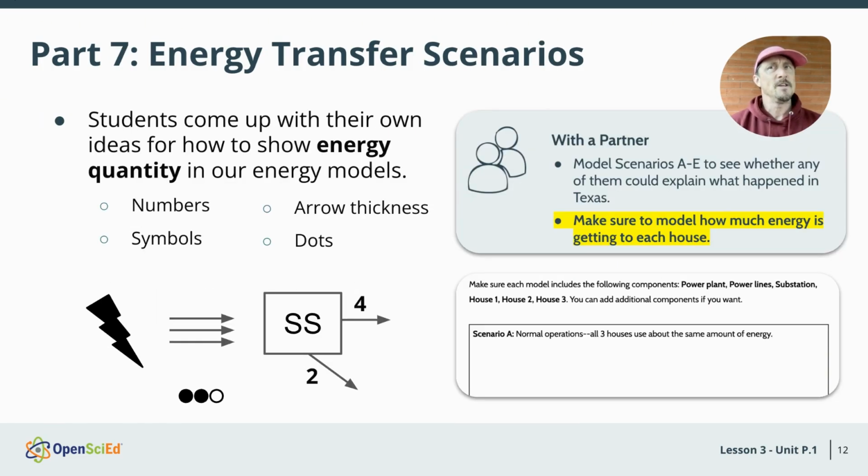Then on day 2, we use these conventions to model scenarios related to blackouts and energy use. It's a great thing here for students to propose their own way to show how much energy goes where in the system. You'll see lightning bolts or dots or numbers or arrow thickness. Try not to encourage everybody to use one type of method to show energy quantity. You'll have a chance to come to consensus as a class later on day 3.